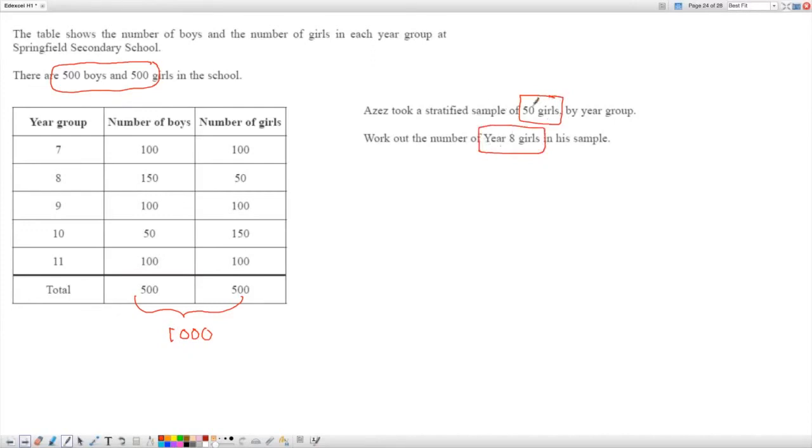This sample size is 50, but the sample is only the girls, so we are only looking at 500 in total. Year 8 girls, there are 50. So we're taking 50 divided by 500. We are then multiplying by the sample size, which in this case is 50, to find that there are going to be 5 girls from Year 8. So here we have the number of girls in Year 8 over the total, times the sample size, which gives us a sample of 5.